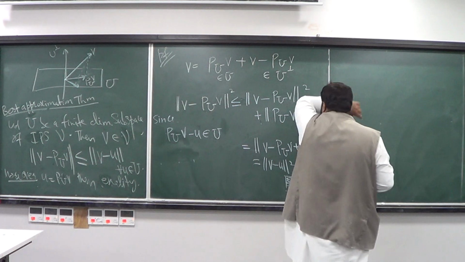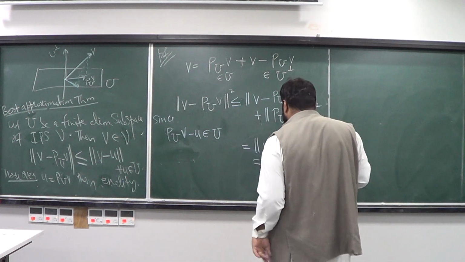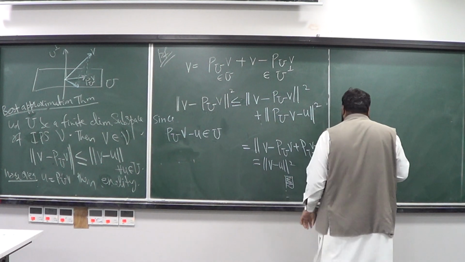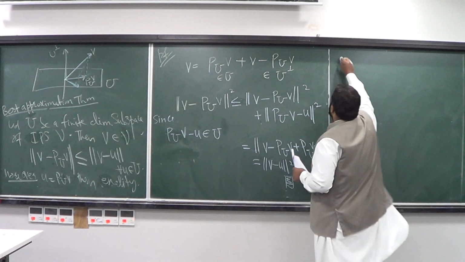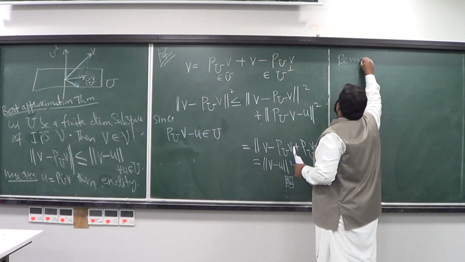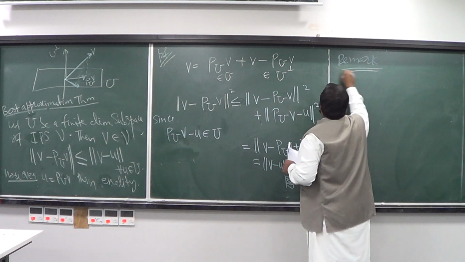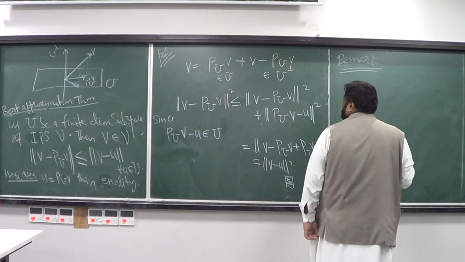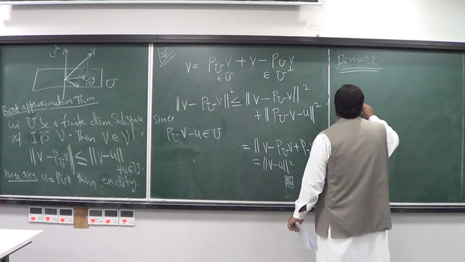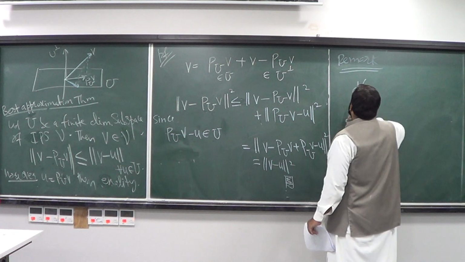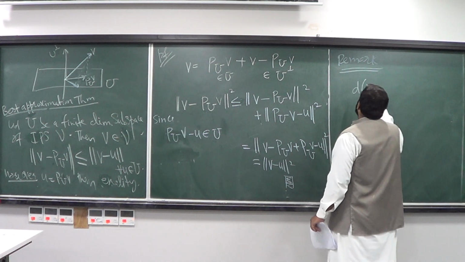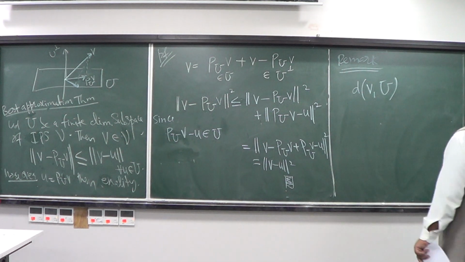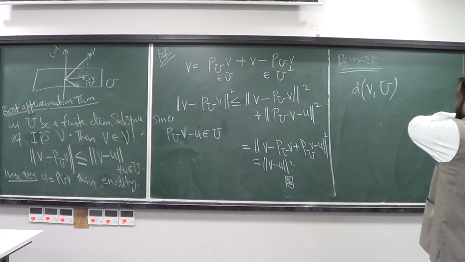Now this statement can also be interpreted as follows. Here's a remark. What is the remark? The previous statement can be written as follows: imagine you want to find the distance between V and the subspace U. How can you find the distance between V and the subspace U?